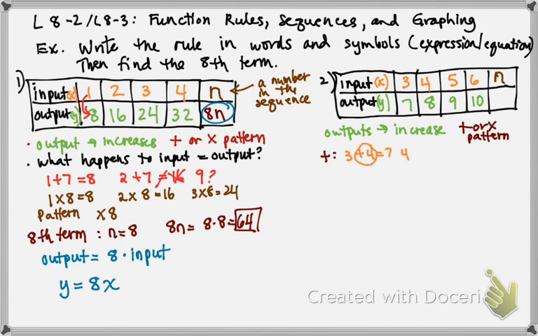So let's test it. 4 plus 4 equals 8. Good. 5 plus 4 equals 9. All right. And then 6 plus 4 equals 10. So each one of these gave me exactly what I needed. So what I'm going to do is take my any term, and then my pattern is I'm going to add 4.